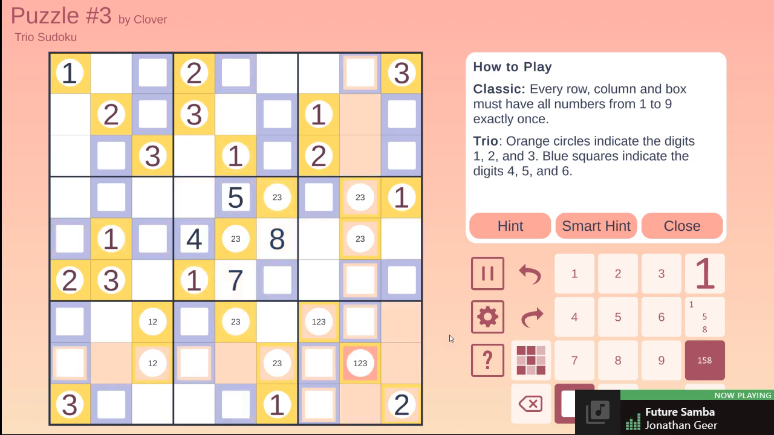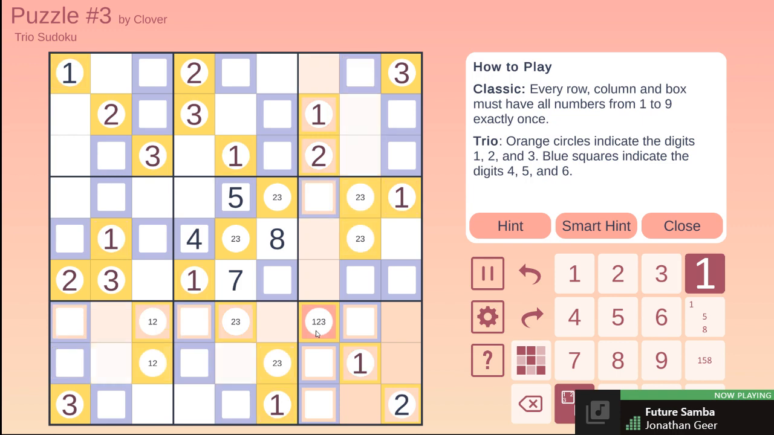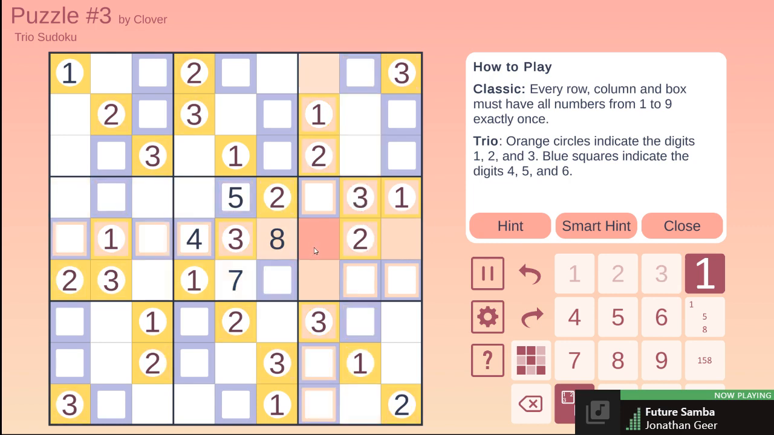This is a 2-3 pair here, so this has to be a 1. Which means this has to be a 3, which means this has to be a 2, which means this has to be a 3, which means this has to be a 2, which means this has to be a 1, which means this has to be a 3, which means this has to be a 2, which means this has to be a 2, which means this has to be a 3. And just like that, all of the yellow circles have been completed.